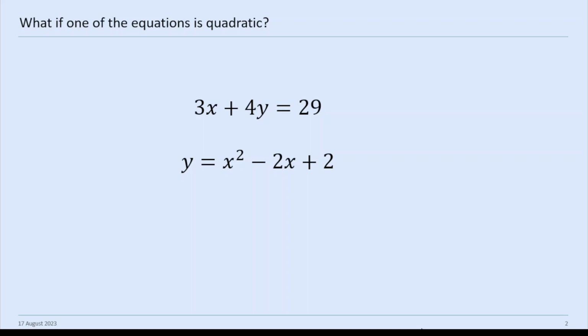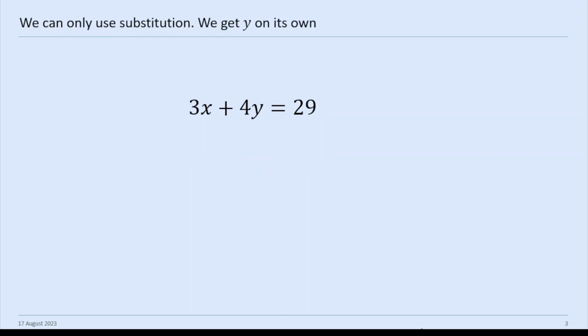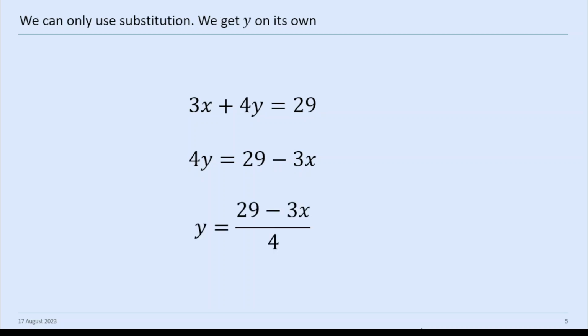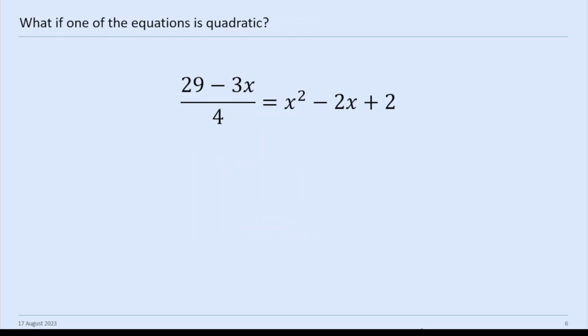Last time we had two linear equations, so we could either subtract them or we could do it by substitution. Here we can only use substitution. Subtraction doesn't work when you've got a quadratic equation in there. So we need to get y on its own. 3x plus 4y equals 29. 4y equals 29 minus 3x. Y equals 29 minus 3x over 4.